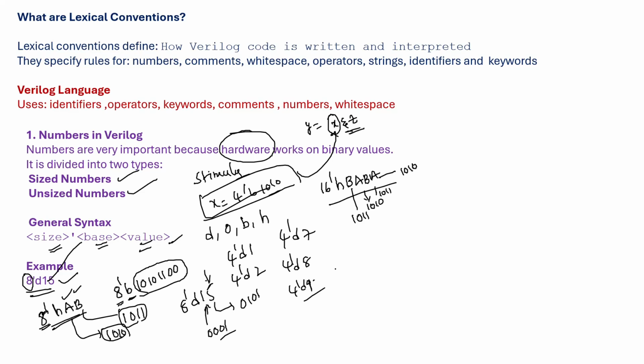Same way, if I want to represent in binary instead of hexadecimal, same thing: 1011 1010 again 1011 1010. In this way I will represent my binary number.